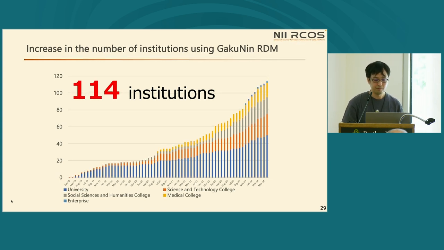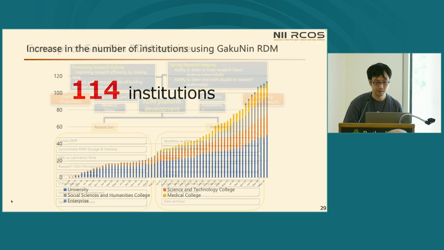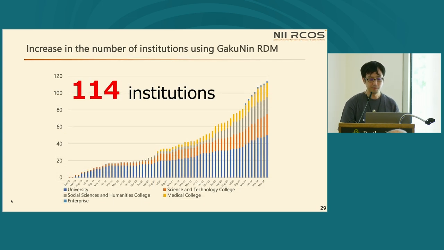The system enables users to integrate various research tools and cloud services already in use by researchers. Institutions can also connect their own storage to the service, making it available to their faculty members. The development of Gakunin RDM is focused on two main areas: providing new features to support research itself, and offering new functions for institutional management. These new functions are determined through ongoing discussions with the community.